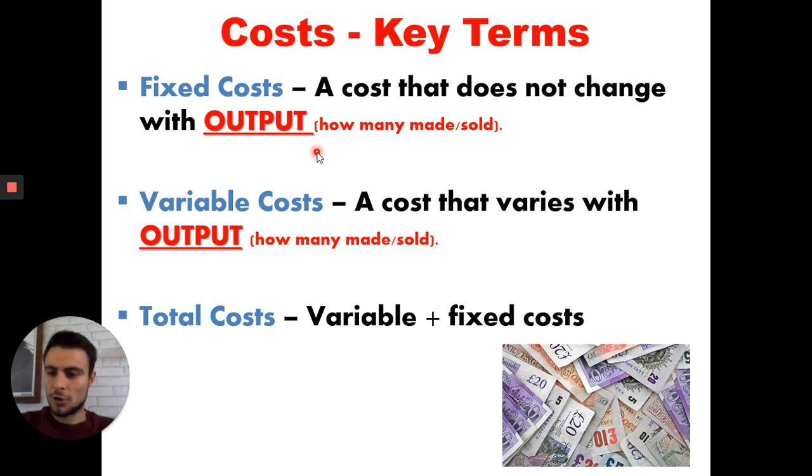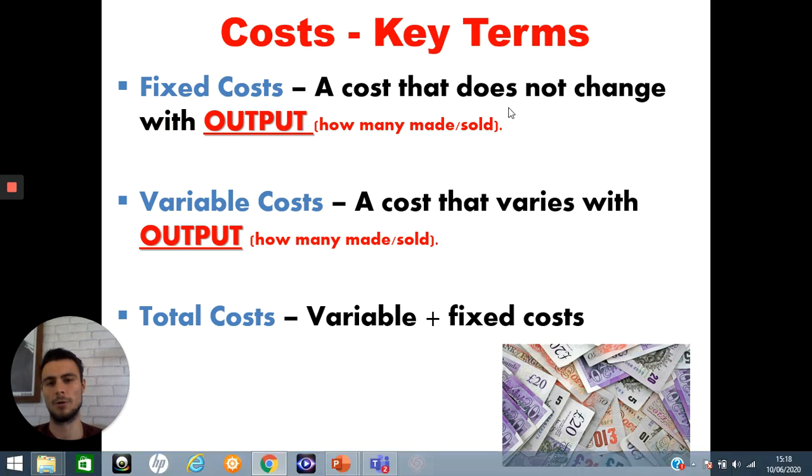So, as I said earlier, costs can be two things. They can be fixed or variable. Now, I'm going to use the example of hats, which is on our coursework. So, fixed costs do not change with output.